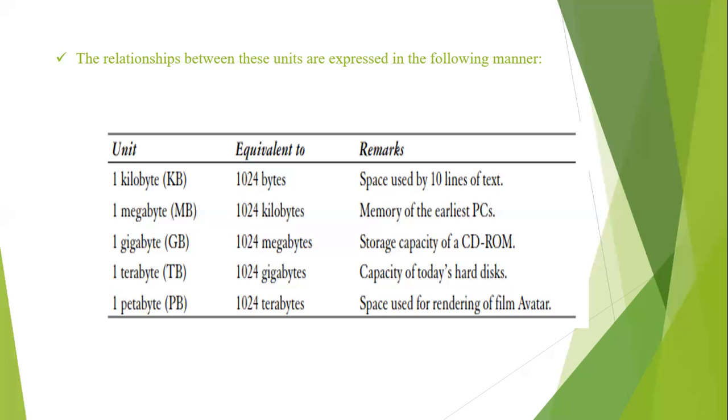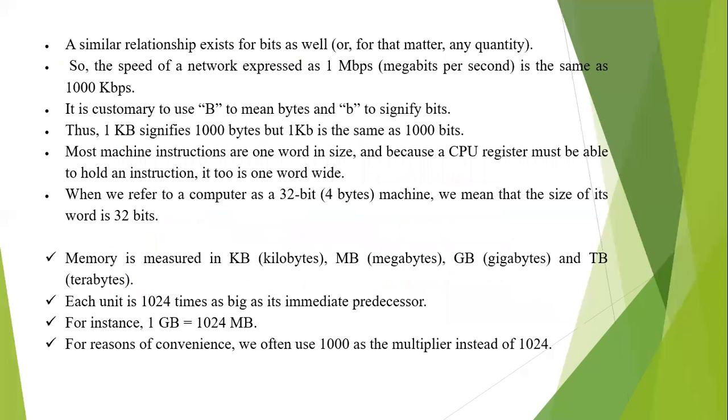If you are handling only textual data, then the size is normally very small. It's measured in kilobytes. That's why one page of text is normally a kilobyte. Memory of earlier computers is given as an example for megabyte. 1 gigabyte is equal to 1024 megabytes, 1 terabyte is equal to 1024 gigabytes, and 1 petabyte is equal to 1024 terabytes. That's the space used for rendering films like Avatar. It's been mentioned here.